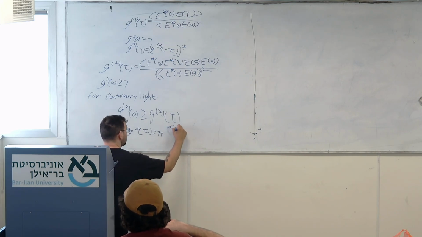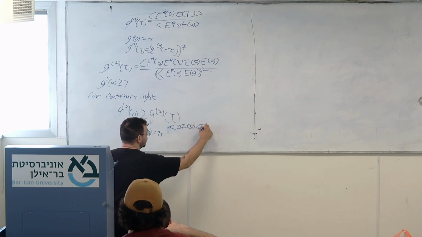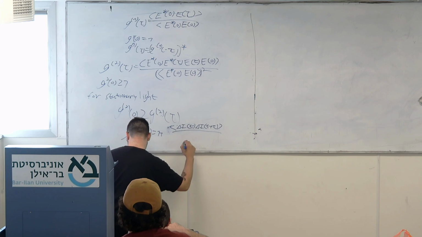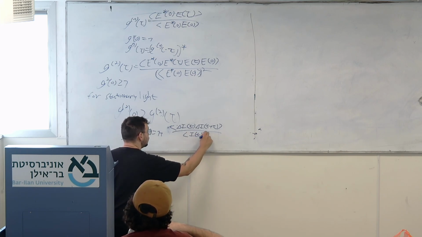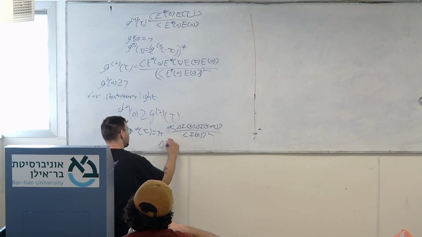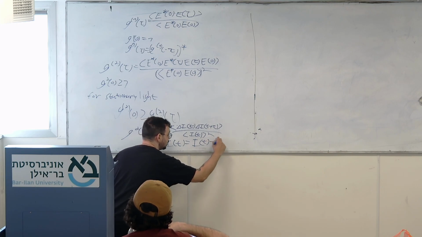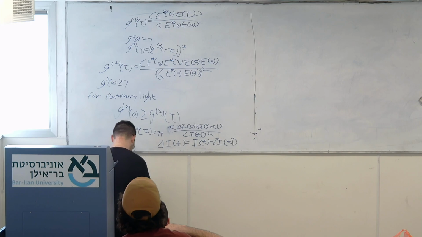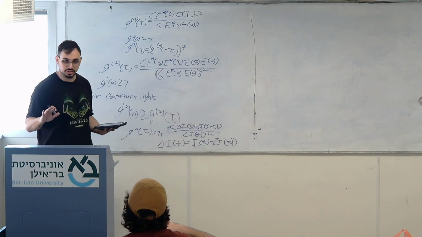the average of I of t times I of t plus tau, divided by the average of I of t squared, where delta I of t equals I of t minus average I of t. Right? Now, the next step might be shocking.